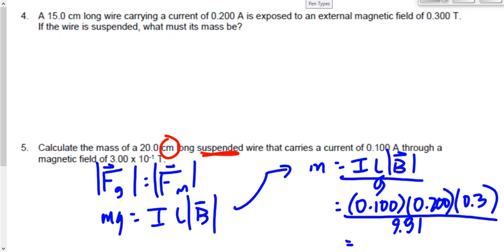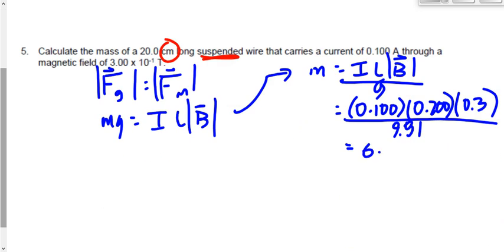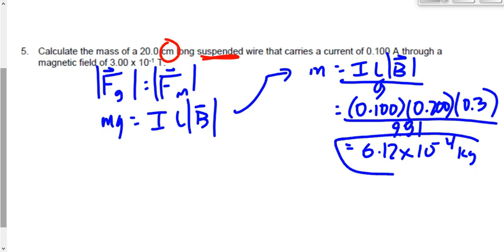And when I do that math, that should be pretty easy to do in our calculators. We get 6.12 times 10 to the minus 4. Is that okay? Okay, not bad, eh?